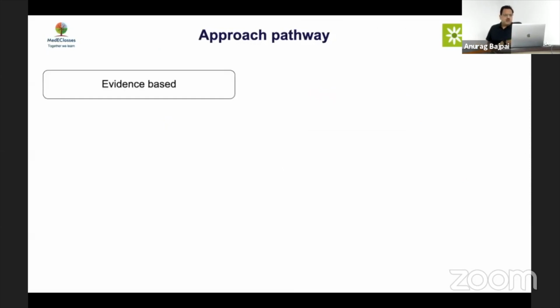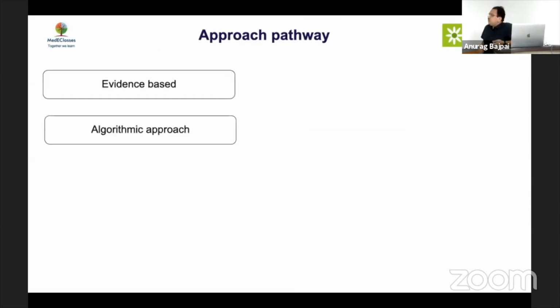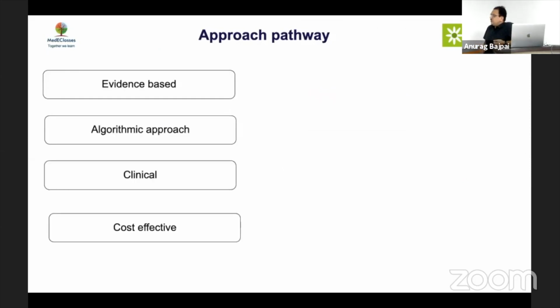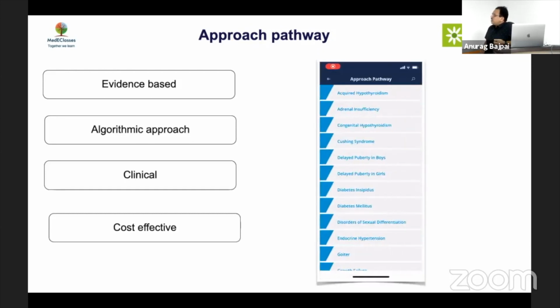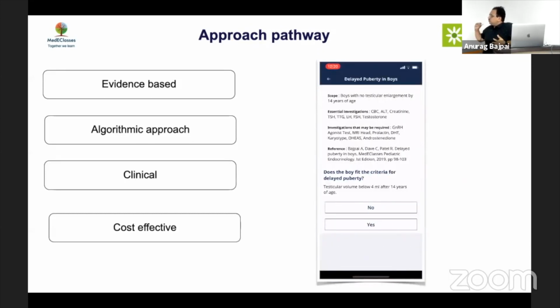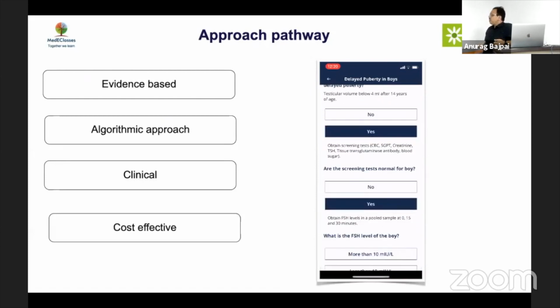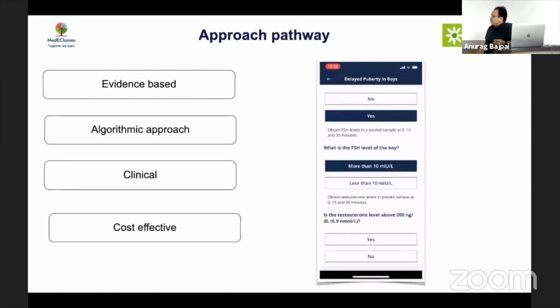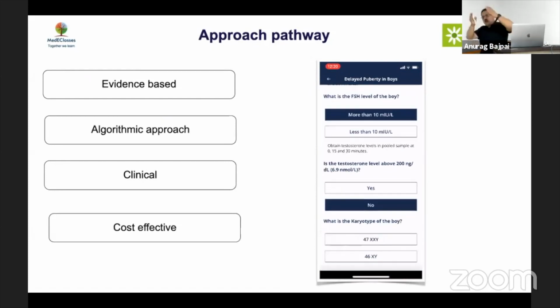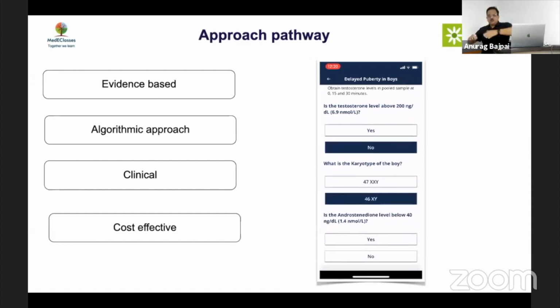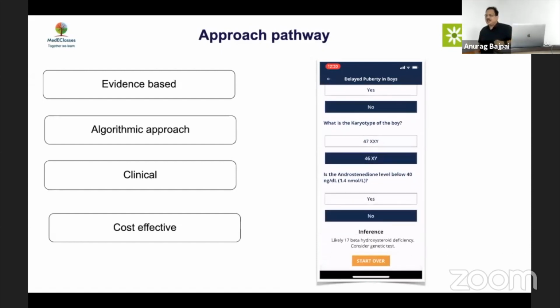Just to go through a bit, the approach pathway basically uses an evidence-based algorithm approach. The way it works is that you have to choose a condition. Suppose you want to approach delayed puberty in boys, you will answer a few questions, and all these are taking you to one section of the algorithm. There will be around 100 possibilities, but you will reach, like in this case, 17 beta HSD deficiency. So it will end up at a particular diagnosis.